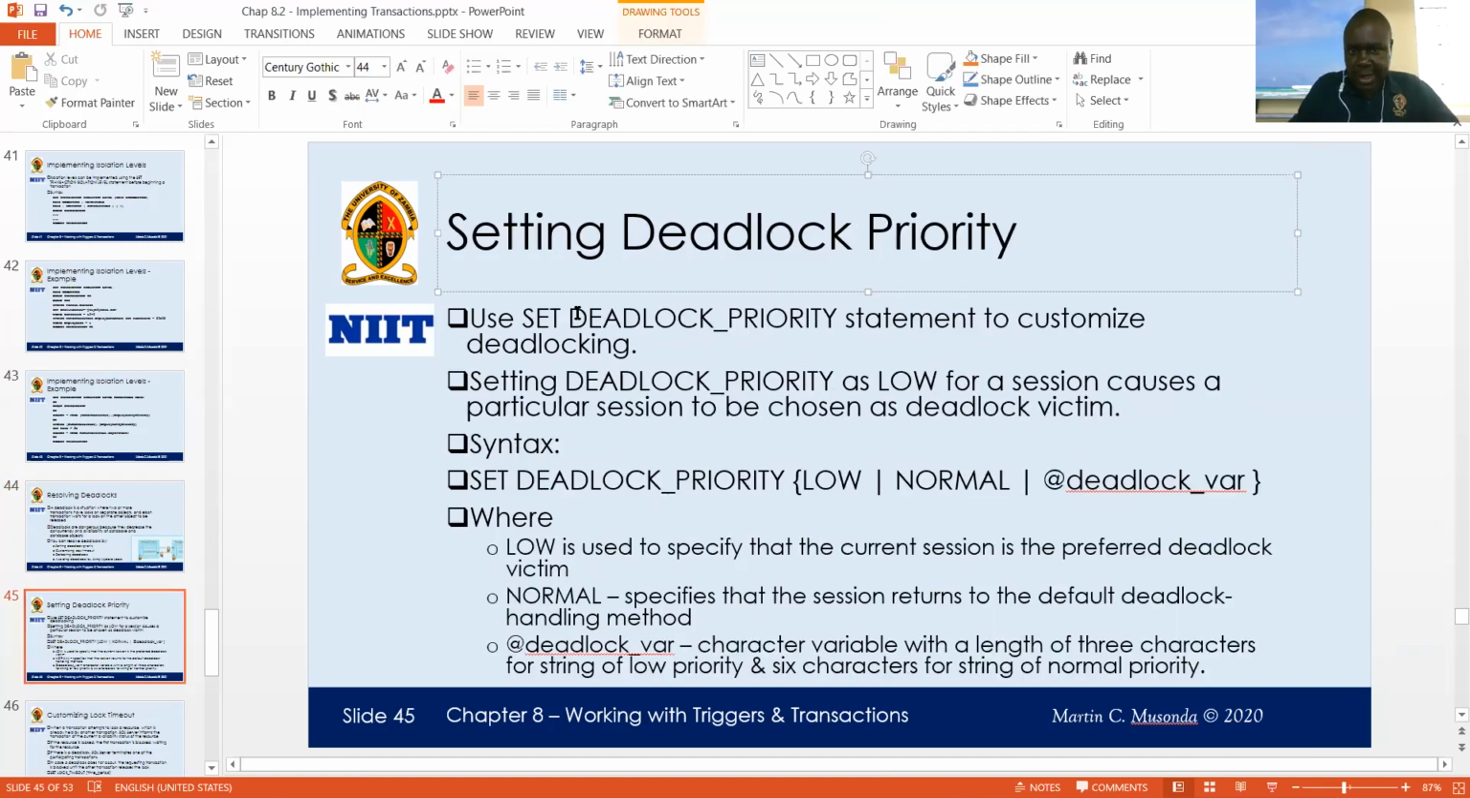For deadlock priority, you use this statement to set a priority, and the priority can be set to low, normal, or you use a variable for the deadlock. If you set the priority to low, it means that that transaction or that session, when there is a deadlock, is the one which is going to be terminated, not the other. So it's going to be the deadlock victim. If you set it to normal, it means that it will wait for the other transaction to be terminated.